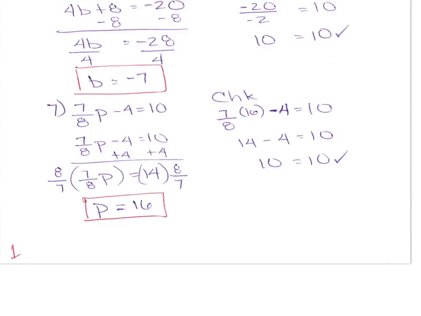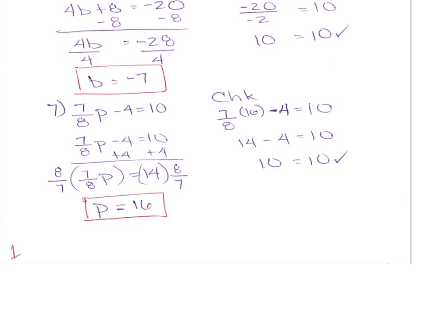Now just like how we checked our work with problems 1 and 4, we're going to substitute 16 for p. So we have 7 over 8 times 16 minus 4 is equal to 10. 16 over 8 would cancel out to 2 over 1. You're going to have 2 over 1 times 7, which would give you 14. So 7 over 8 times 16 is 14. 14 minus 4 gives you 10. 10 is equal to 10. That means that p equals 16 is the correct answer for problem 7.